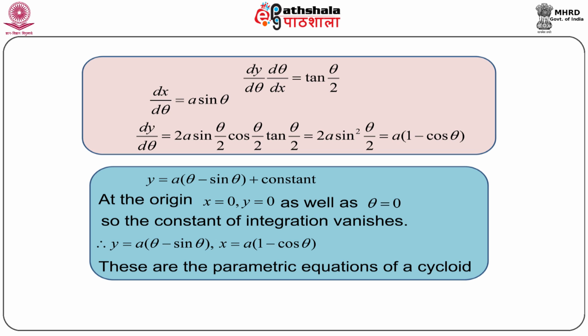Thus, we get y equal to a into theta minus sin theta and x equal to a into 1 minus cos theta, which are the parametric equations of a cycloid. Theta is the parameter here. Please note that the word brachistochrone means shortest, whereas chronos means time.